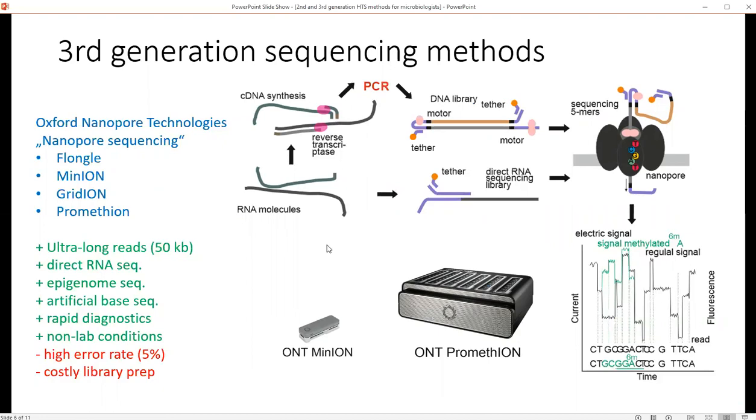Now, third generation sequencing methods. There are two of these. First of them is Oxford Nanopore Technologies, which was actually developed later than PacBio. Oxford Nanopore has 4 different sequencers, which very strongly differ in size and throughput. To name the major ones are the Flongle, MinION, or the main one, GridION, and PromethION.